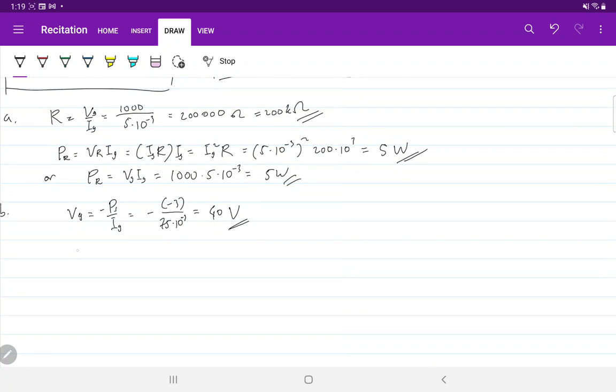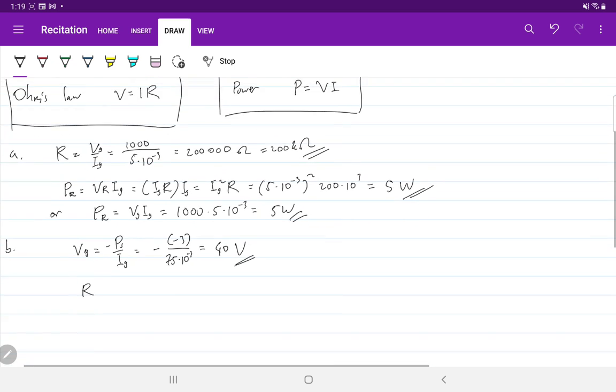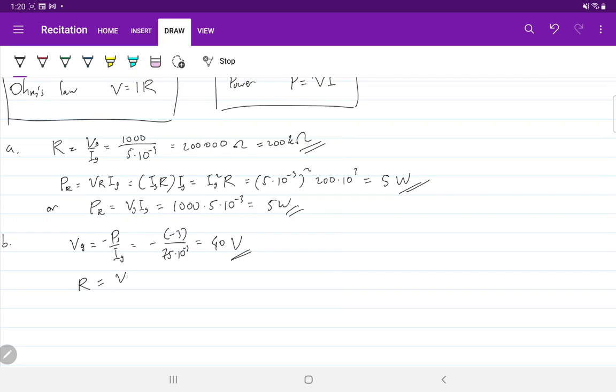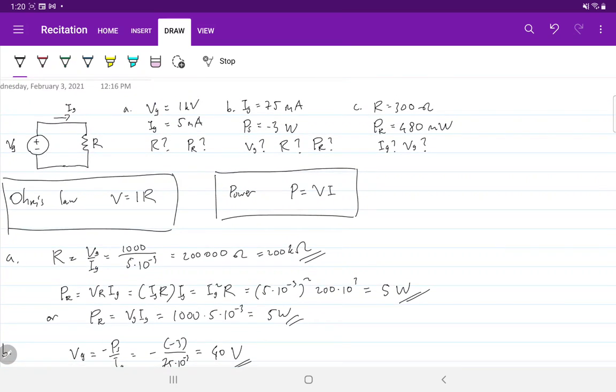How about R? For R, we'll be using Ohm's law. So R is VG over IG, which is 40 over 75 milliamps. It is equal to 533.33 ohms. And what is the consumed power by the resistor?